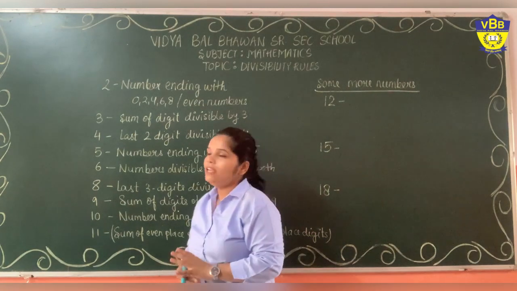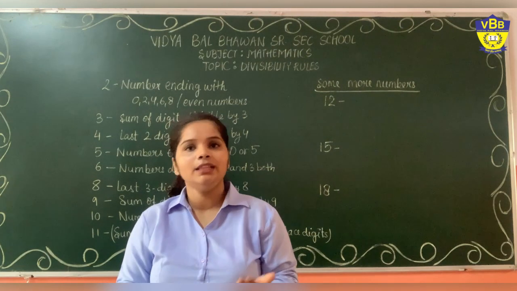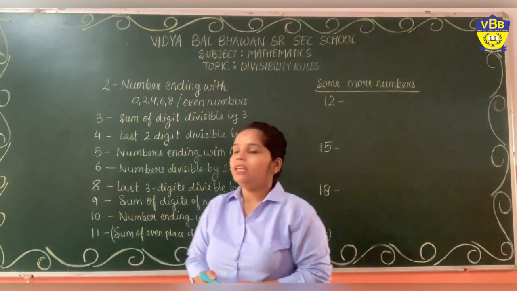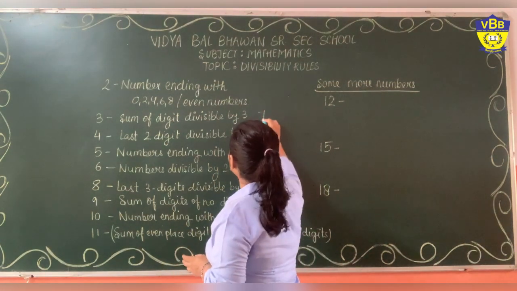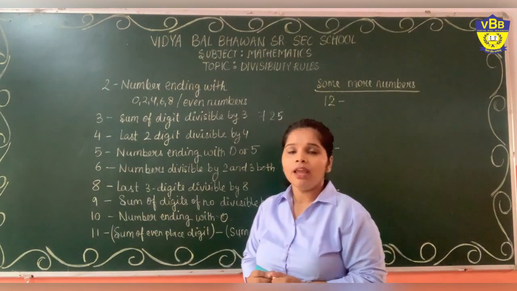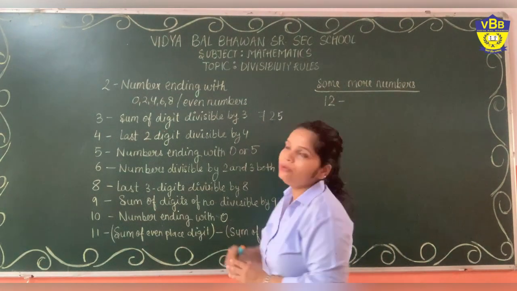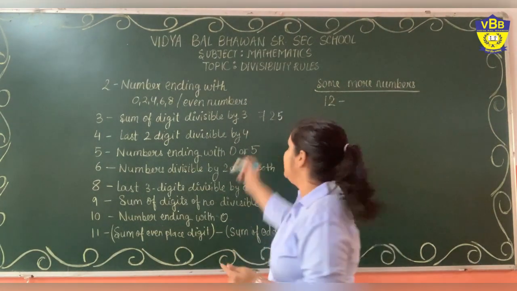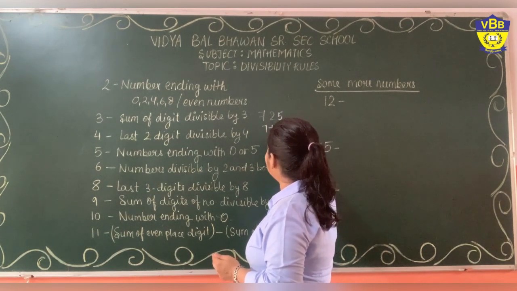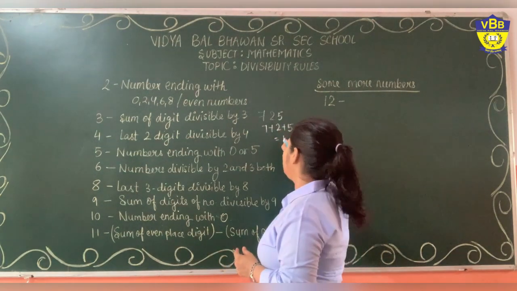After that, if I talk about number 3, without dividing, how can you tell if the given number is divisible by 3 or not? Suppose you have the number 725 and you need to check if it is divisible by 3 or not. You need to add all the digits of the number: 7 plus 2 plus 5. 7 plus 2 is 9, 9 plus 5 is 14.